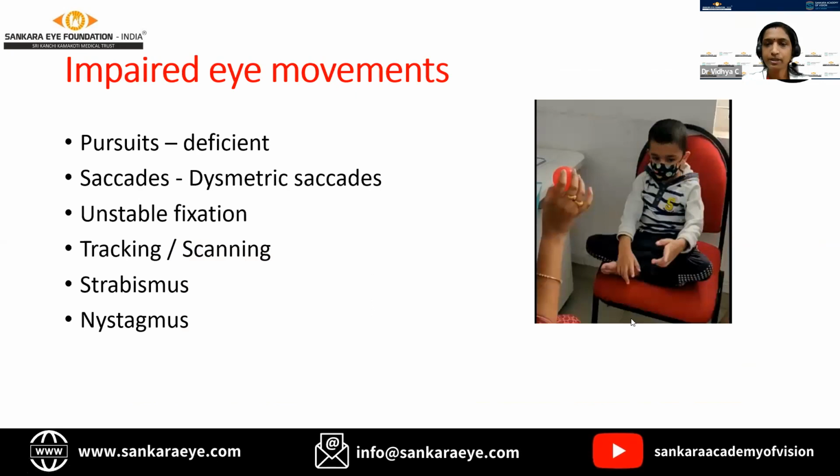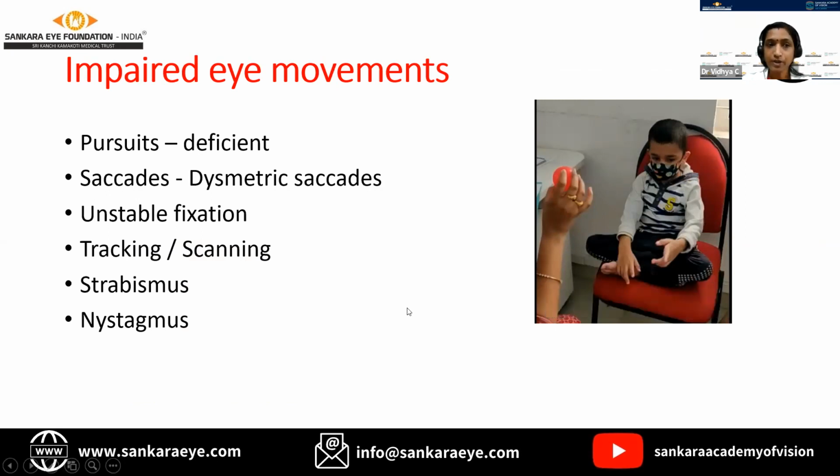Impaired eye movements. We have to check for the pursuits, saccades, and unstable fixation, which is more common in CVI. The fixation needs to be tested, whether it is central, steady and maintained or not. Then tracking and scanning are to be checked.